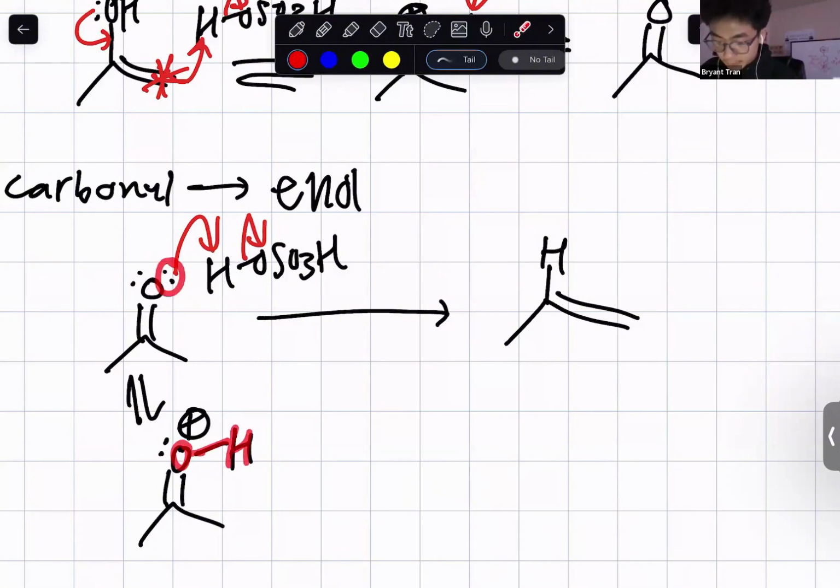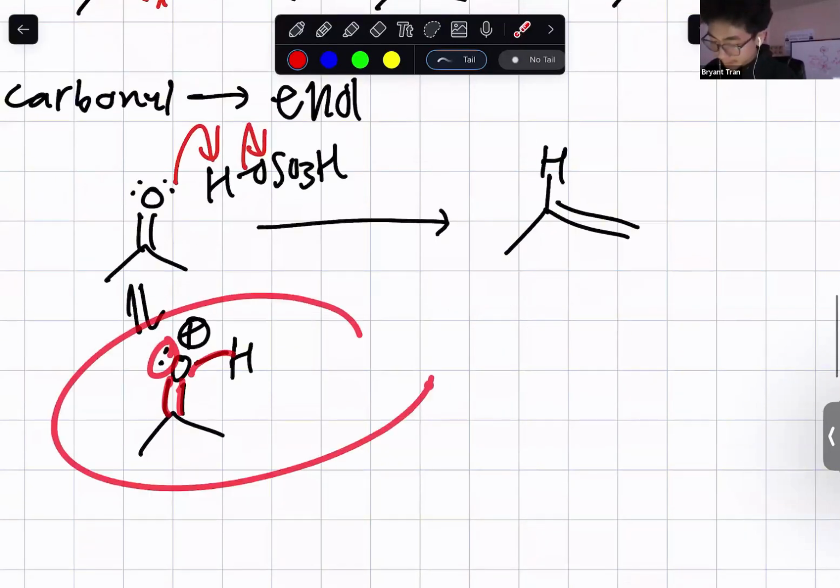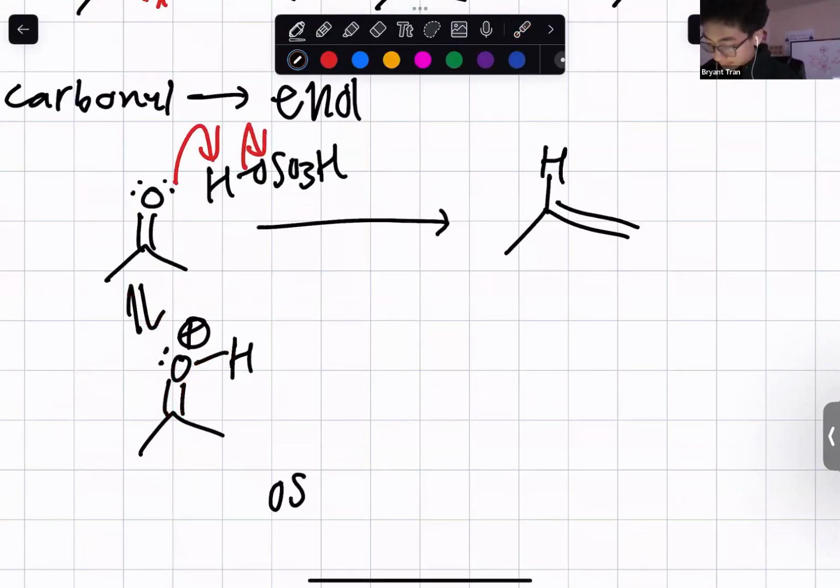So when we protonate the oxygen here, we get this intermediate where this oxygen gains a hydrogen and it loses one of its pairs of electrons because it used that pair of electrons to make that new bond between the oxygen and hydrogen. And it's now positively charged because it has 3 bonds, 1, 2, 3, and a pair of electrons.